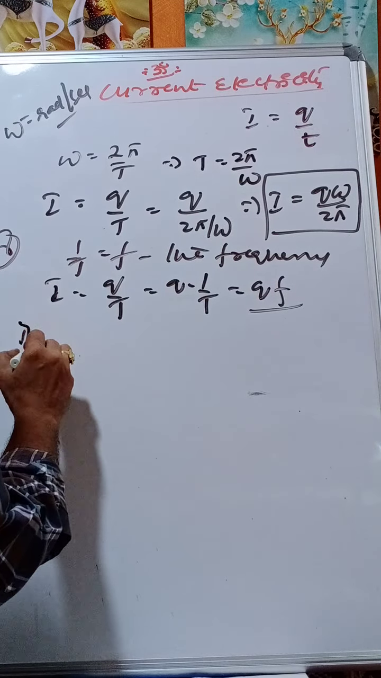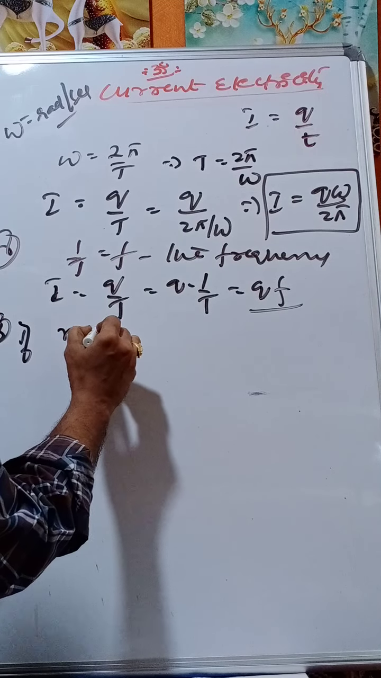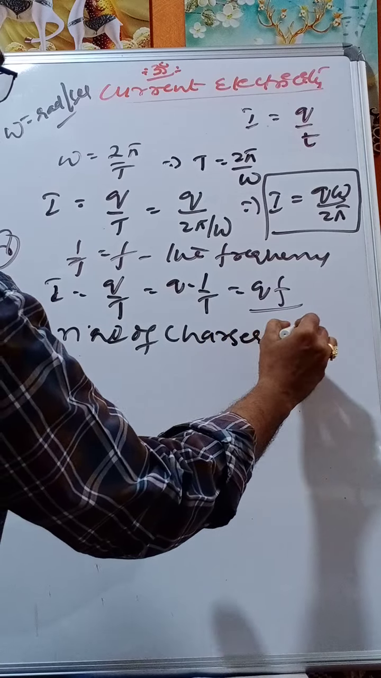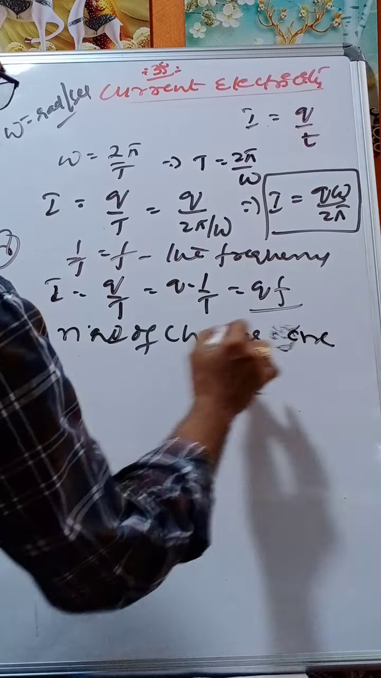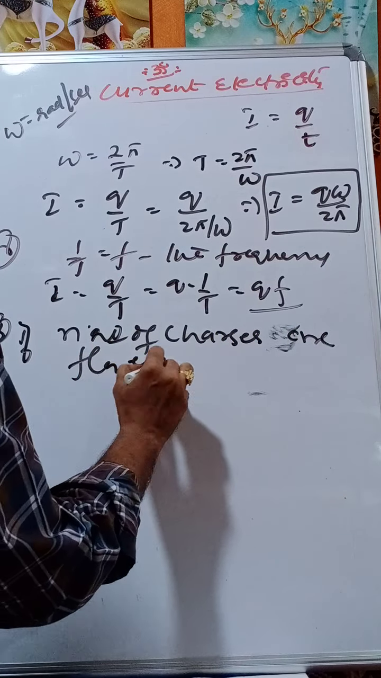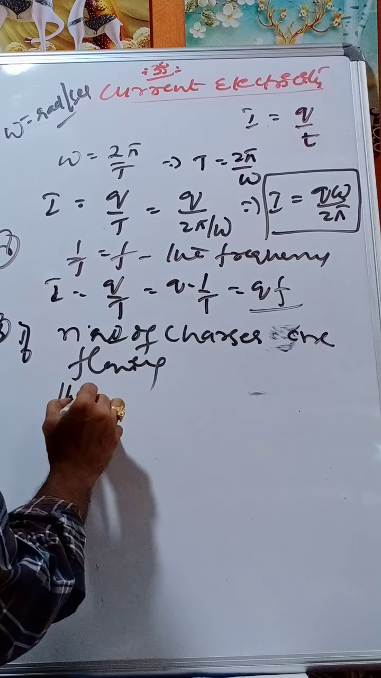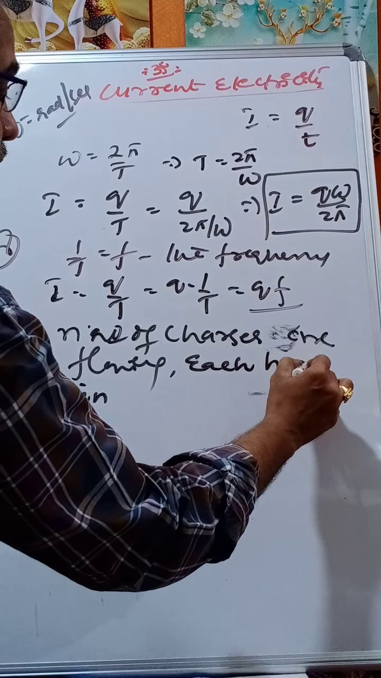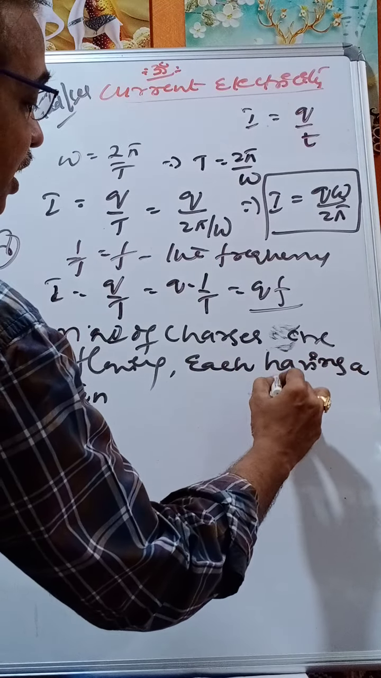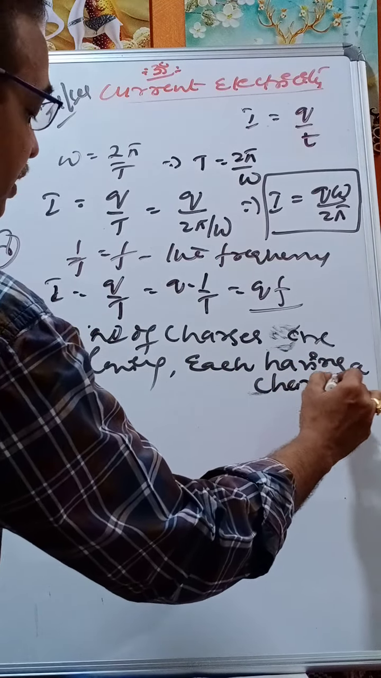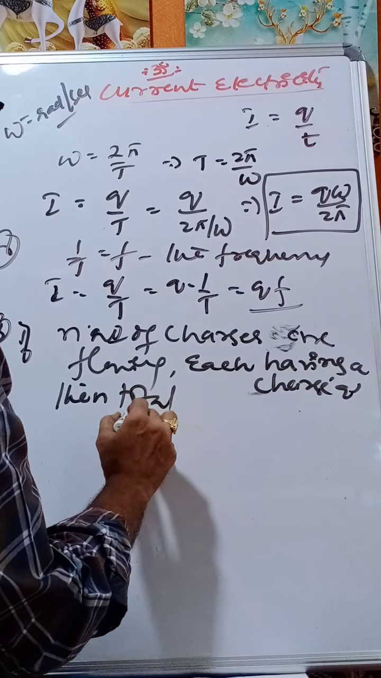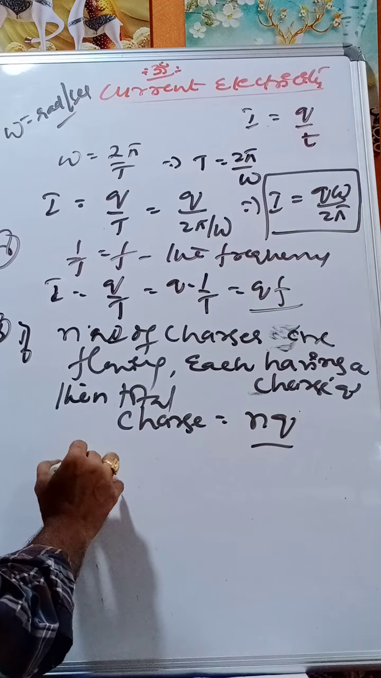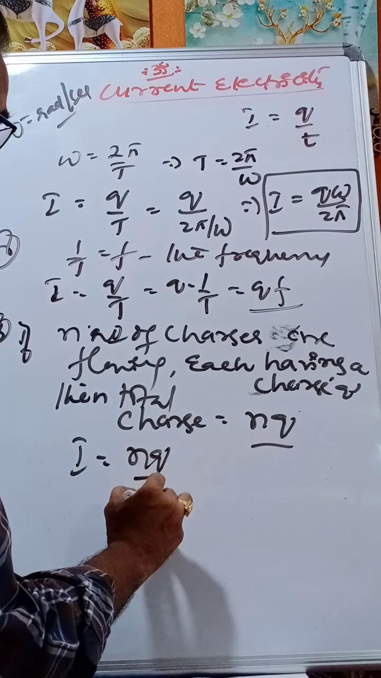Now, next, if n number of charges are flowing, each having a charge q, then the total charge is equal to n into q. Then what is the current? I is equal to nq by t.